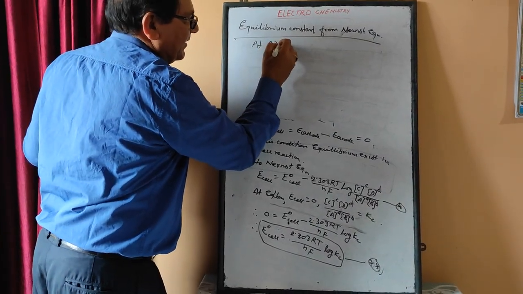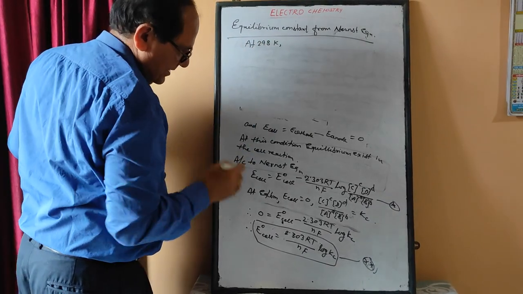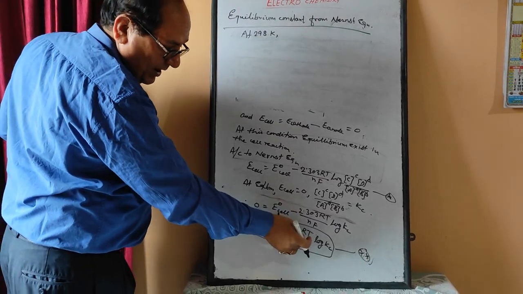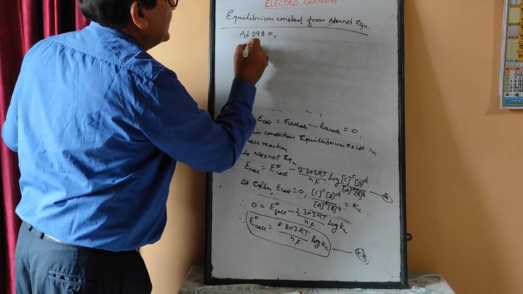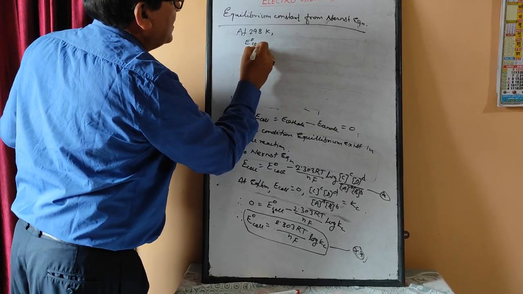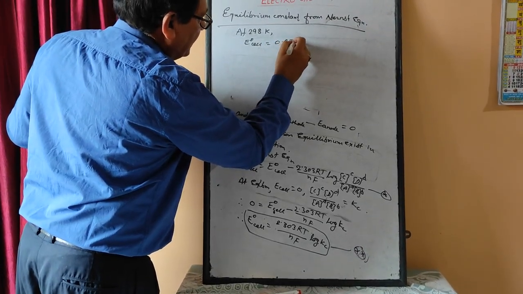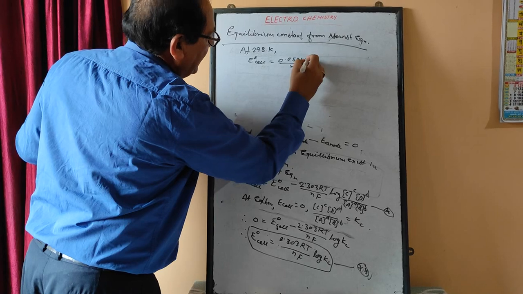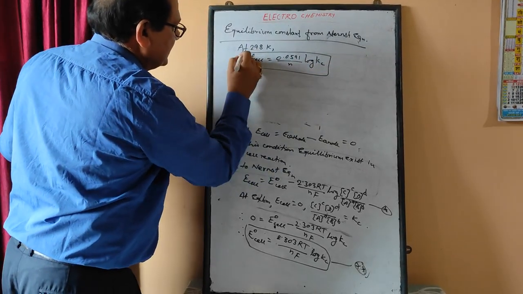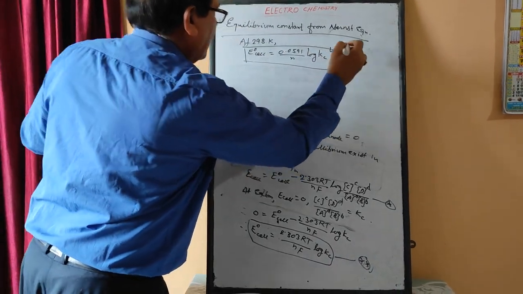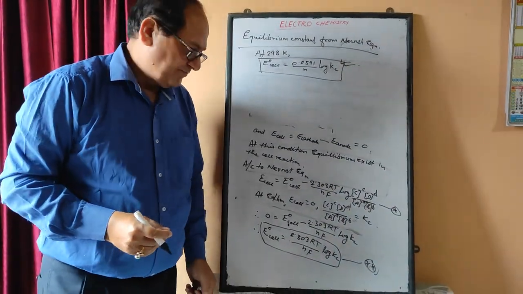At 298 Kelvin, putting all these constant values with the F value, we get E naught cell is equal to 0.0591 by n log Kc. This is an important formula on the basis of which you have to solve many numericals.